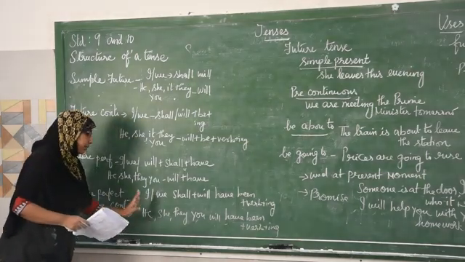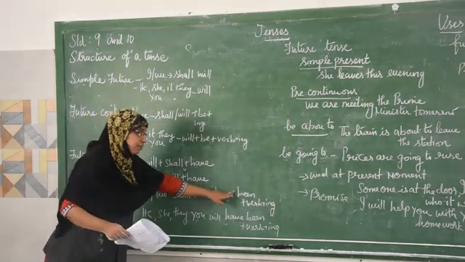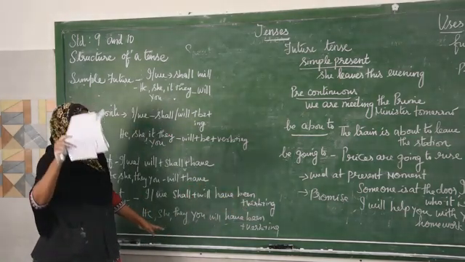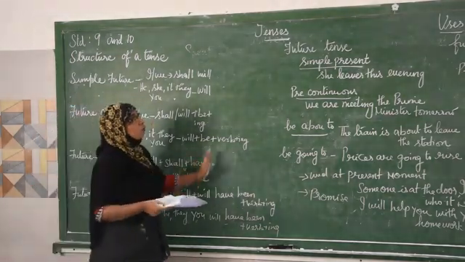Future perfect continuous tense. Again, what will it be? He, she or I, we plus will, have plus been plus verb plus ing. It refers to an action which will be going on in the future. Clear?